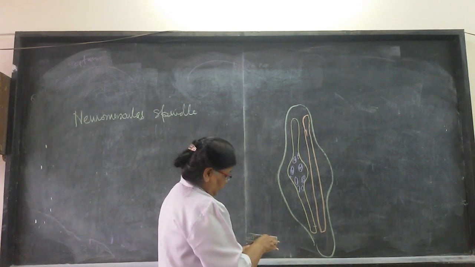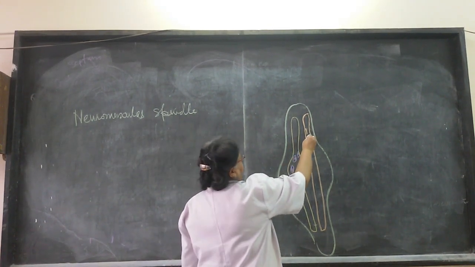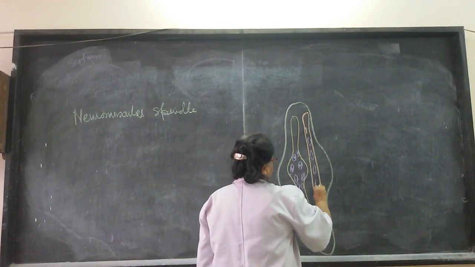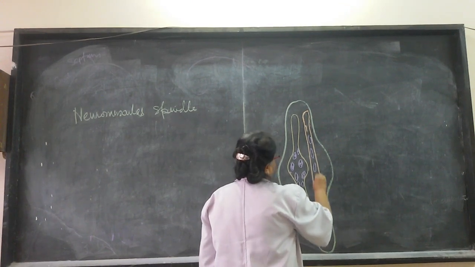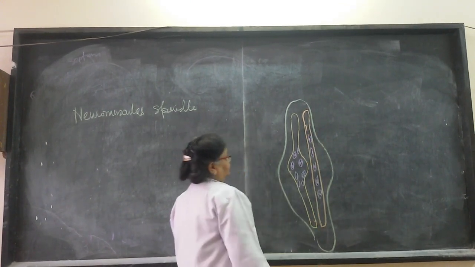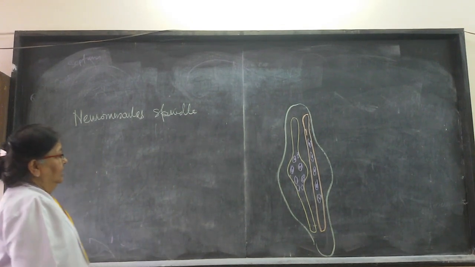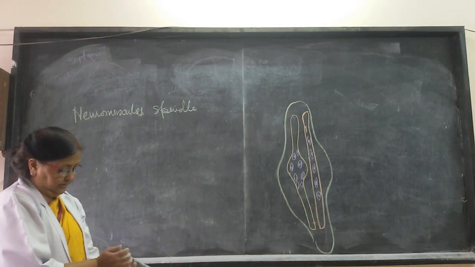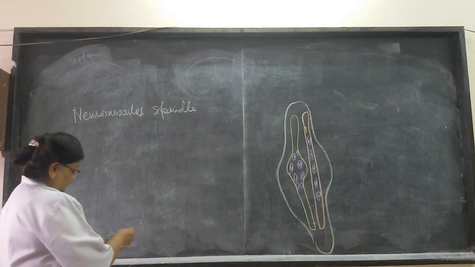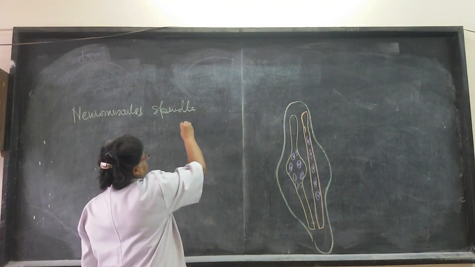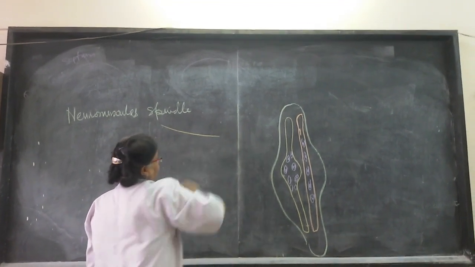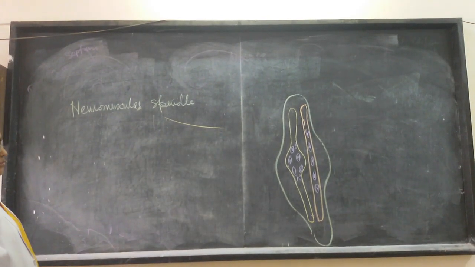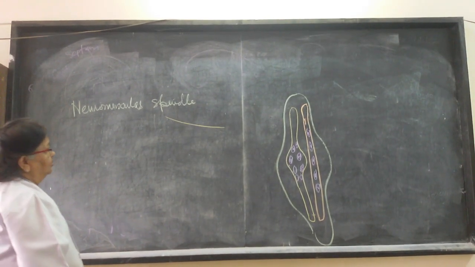In the nuclear chain type, the nuclei remain in a row in the equatorial region. Now, these intrafusal fibers are supplied by nerve fibers. Suppose this is the nerve fiber, the spinal nerve. This gives out sensory fibers and motor fibers.